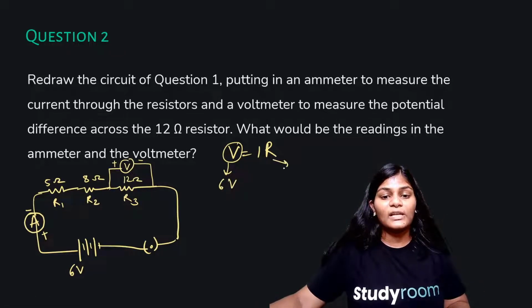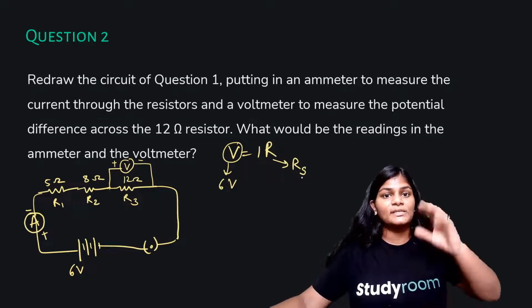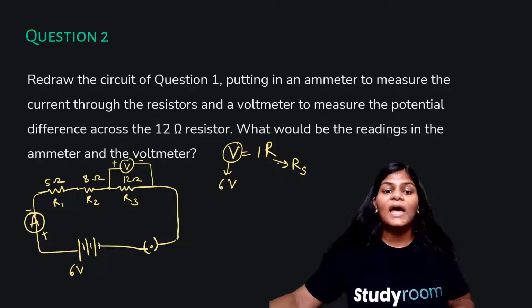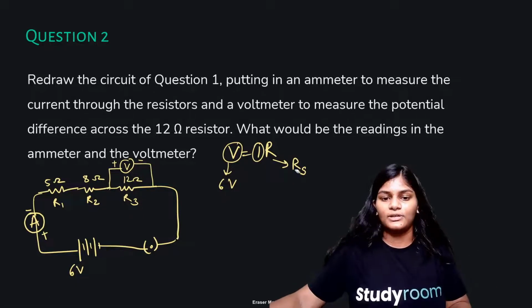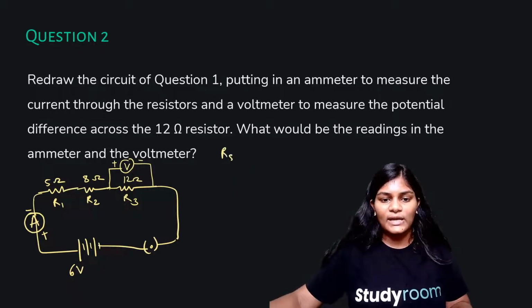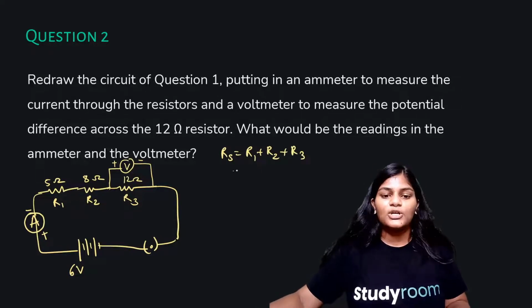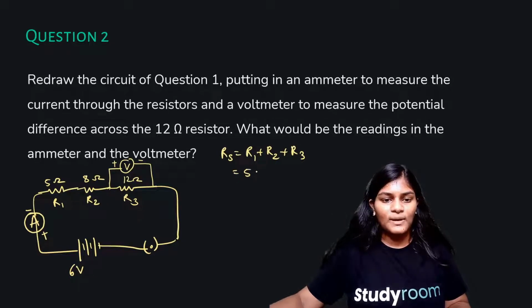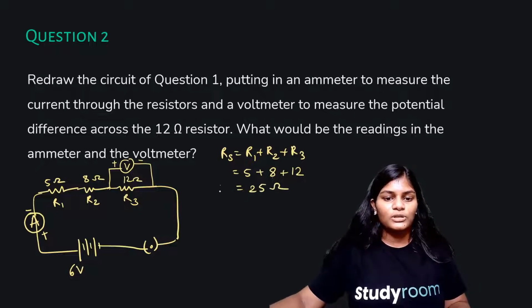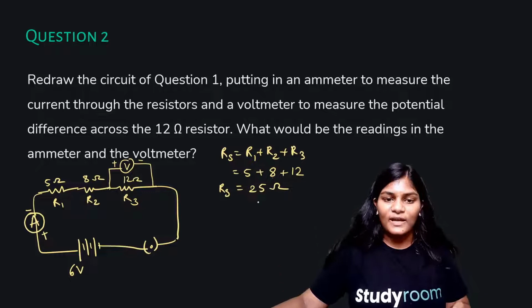We can calculate the total resistance, which is RS, that is the series equivalent resistance of these 3 resistors, R1, R2 and R3, right? And then we can find out the current finally. So what do we do first? We calculate the series equivalent resistance. So RS is nothing but simply R1 plus R2 plus R3, right? Equal to, what is R1? 5 ohm plus what is R2? 8 ohm plus what is R3? 12 ohm. So 12 plus 8 is 20 plus 5 is 25 ohm. So the series equivalent resistance is 25 ohm.